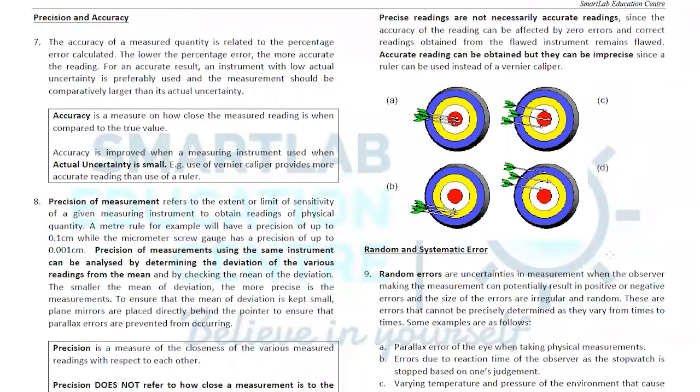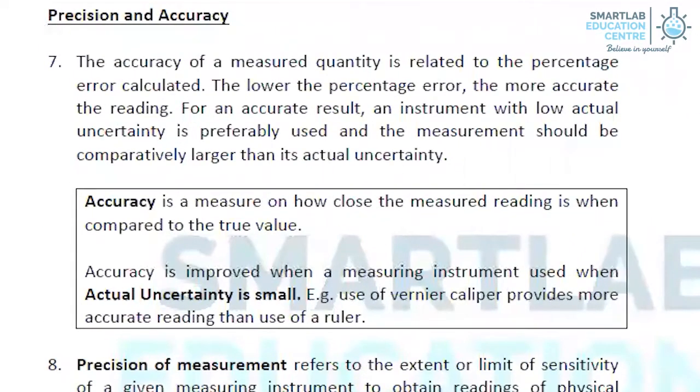Hi. For this part on error, we'll be discussing the terms precision and accuracy before we go on to look at random and systematic error. Accuracy is a measure of how close the measured reading is when compared to the true value. So the more accurate your reading is, the closer it is to the true value.